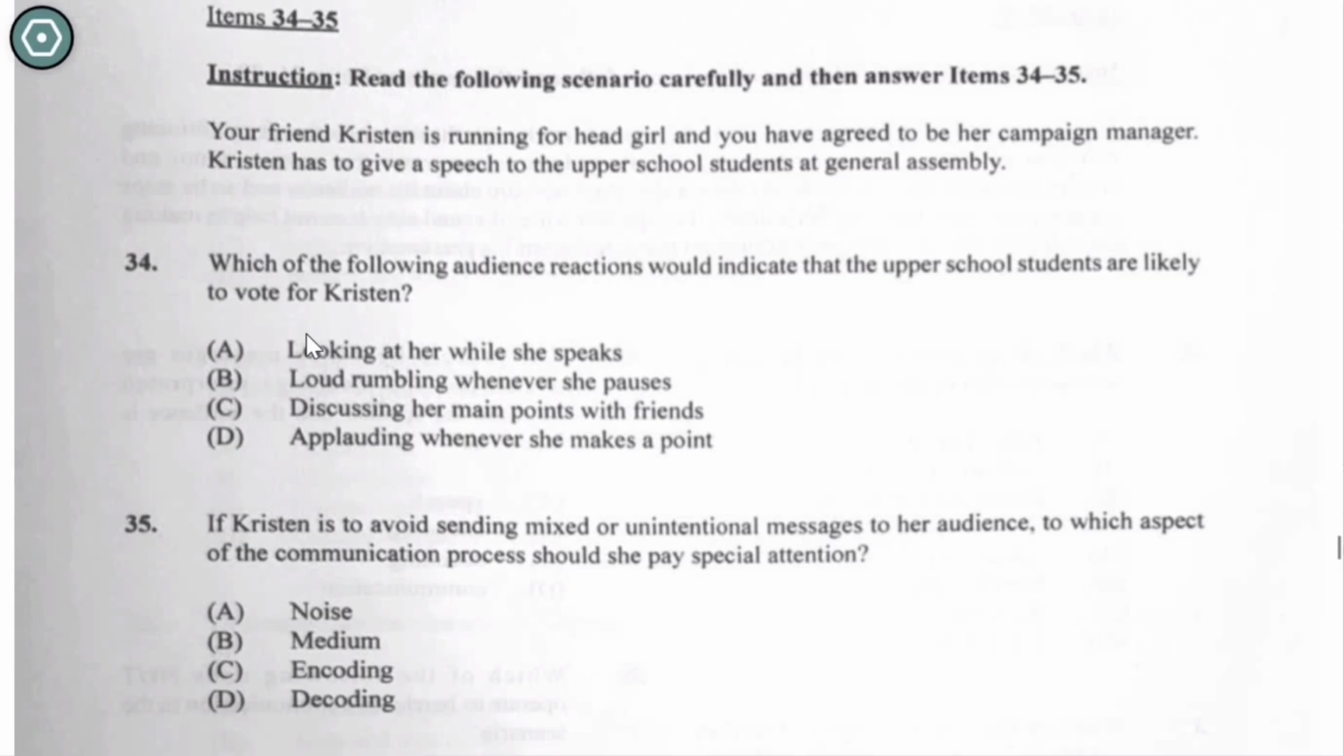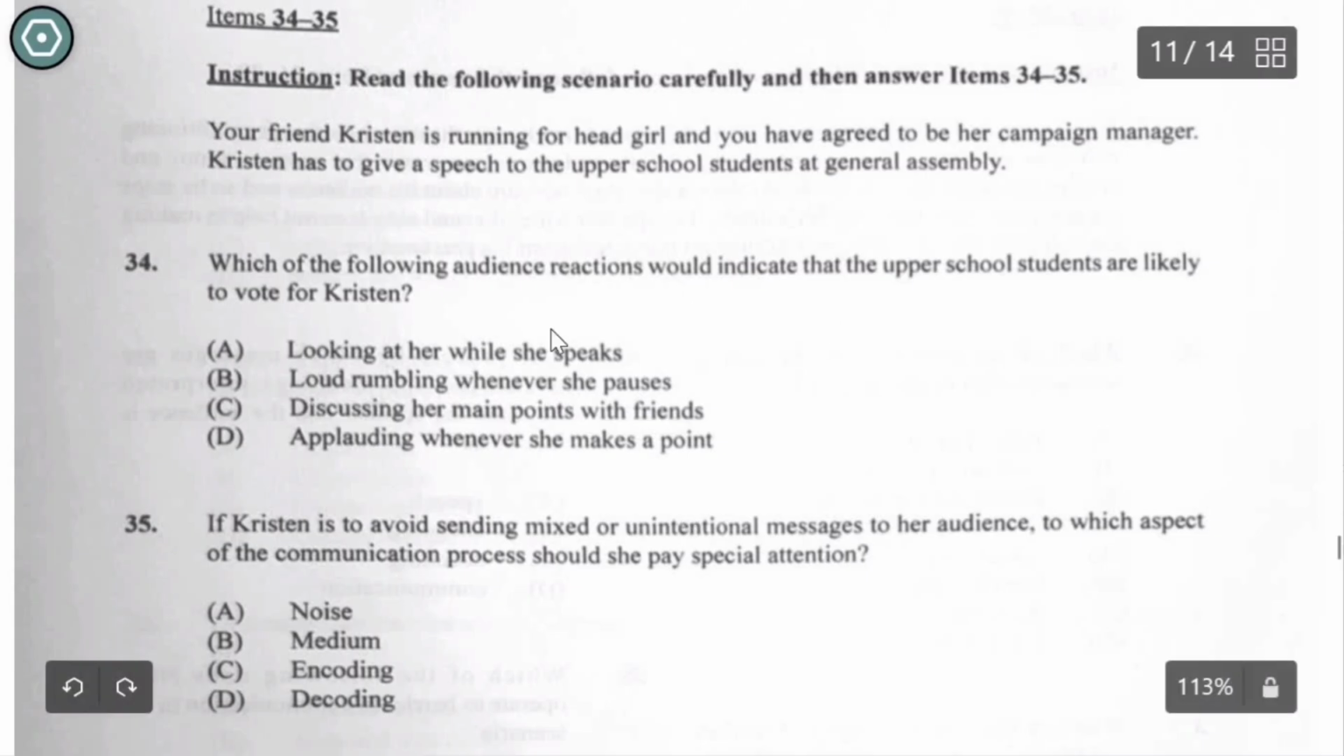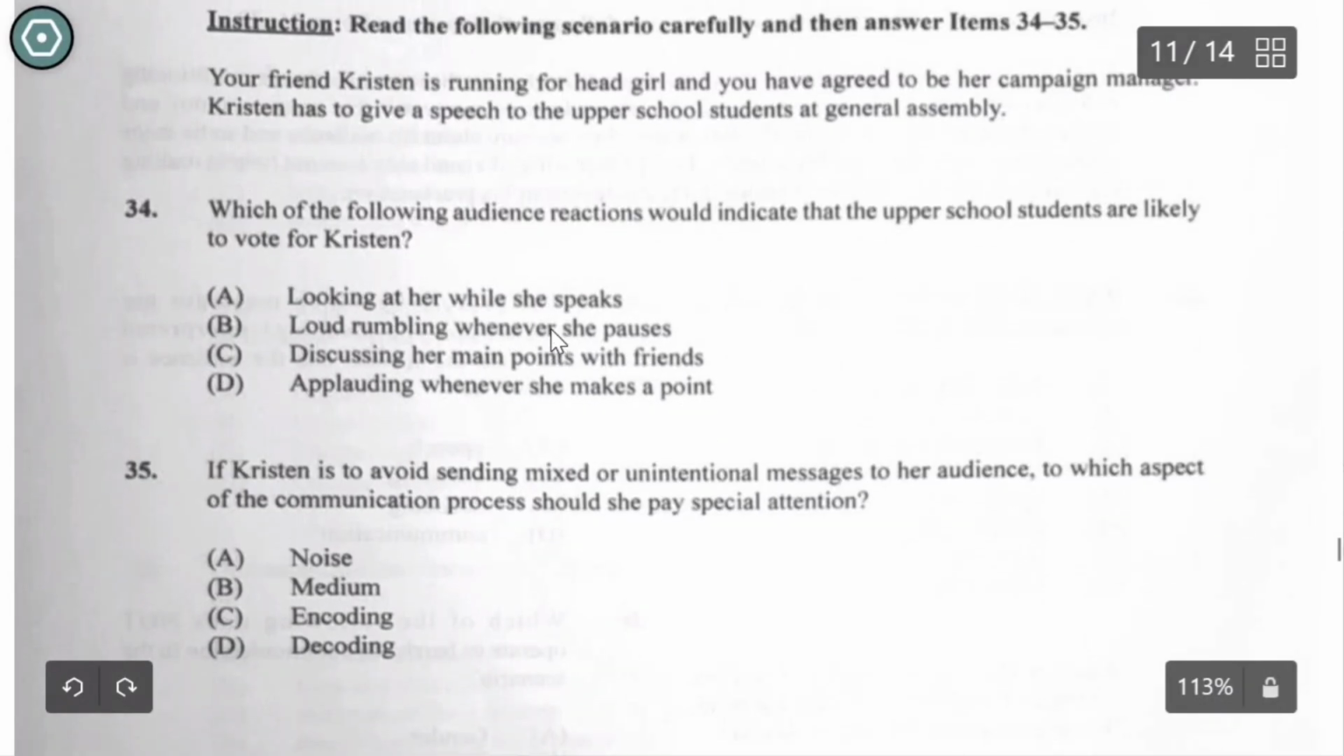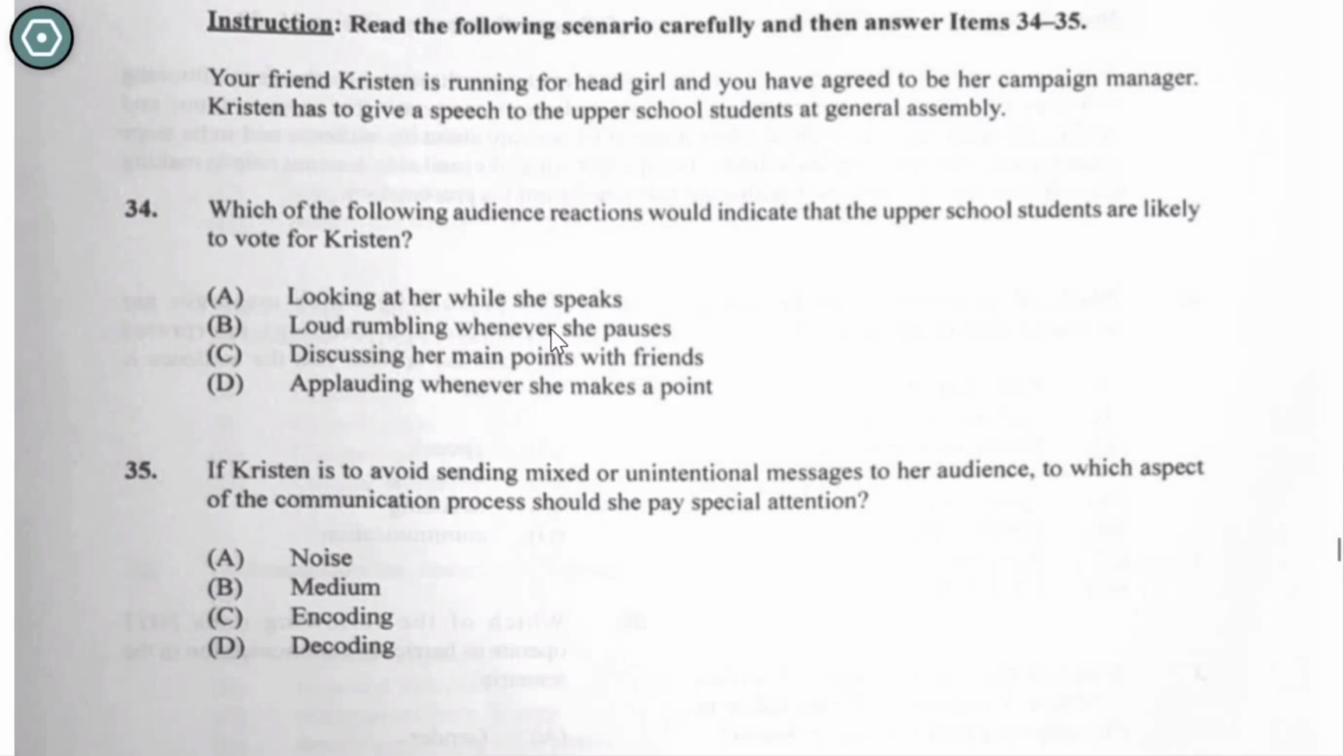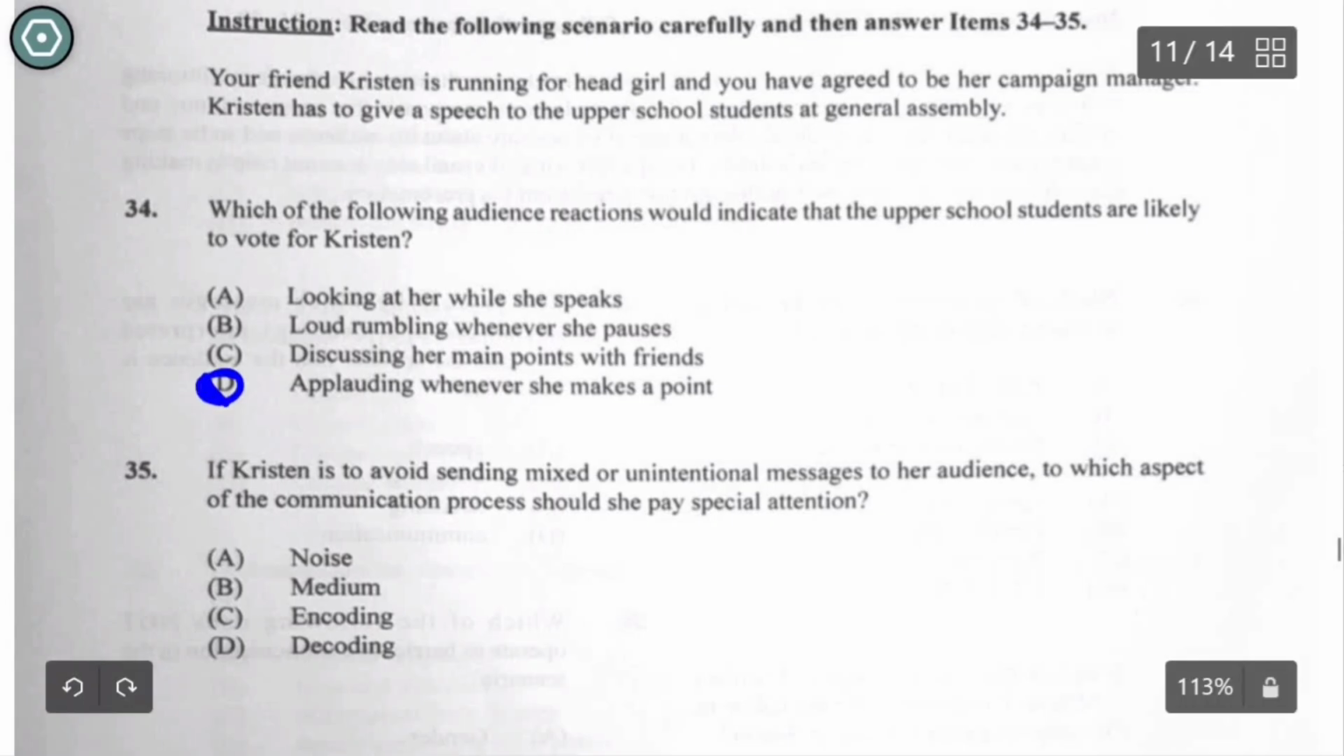Alright? Now let's deal with 34 and 35. Read the following scenario carefully. Your friend Kristen is running for head girl, and you have agreed to be her campaign manager. Kristen has to give a speech to the upper school students at General Assembly. Which of the following audience reactions would indicate that the upper school students are likely to vote for Kristen? Looking at her while she speaks, loud rumbling whenever she pauses, discussing her main points with friends, or applauding whenever she makes a point. Applauding whenever she makes a point seems encouraging.